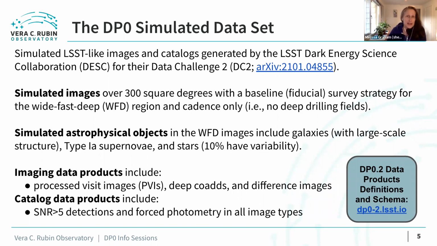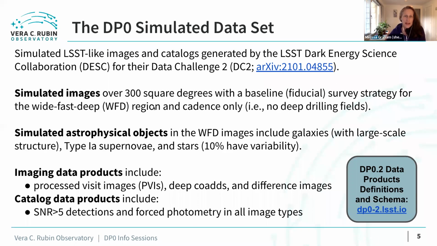These images simulate 6 years of the LSST main survey over 300 square degrees. They contain simulated galaxies with large-scale structure and type 1a supernovae, and stars, about 10% of which are variable. The DP0.2 data products are similar to a future annual data release and include processed visit images, deep coadds, and difference images, along with catalog data of detections, measurements, and forced photometry.